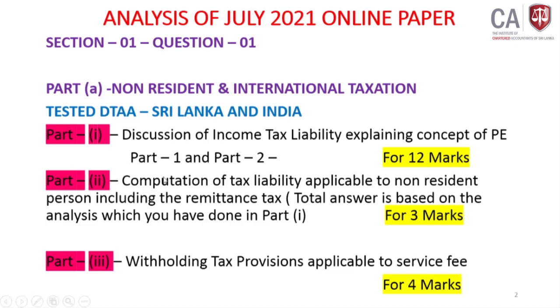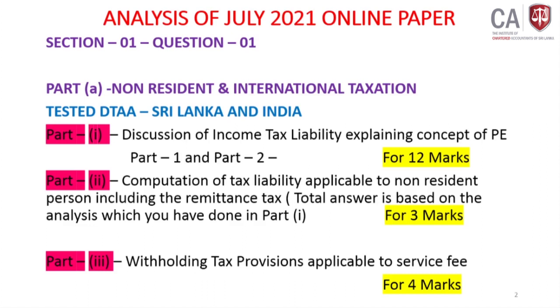In part A, Roman 2, that analysis is for 12 marks, and for this one, computation of tax liability applicable to a non-resident person, including the remittance tax. Why do we need to compute remittance tax? Since there is profit remitted to that particular country, or from profit retained to remit in Sri Lanka with reference to the head office.